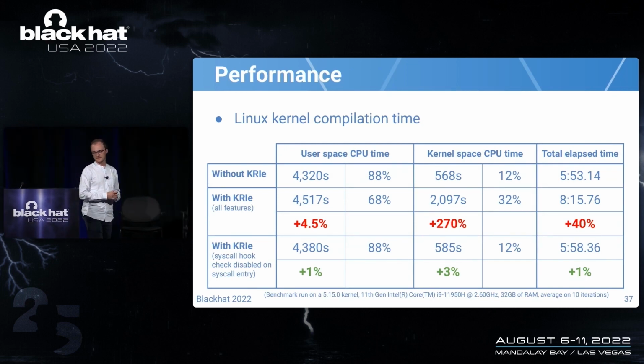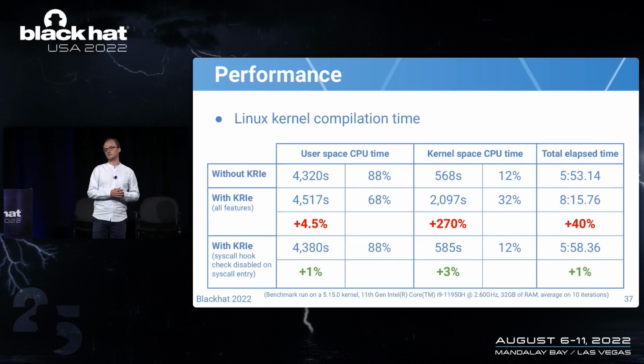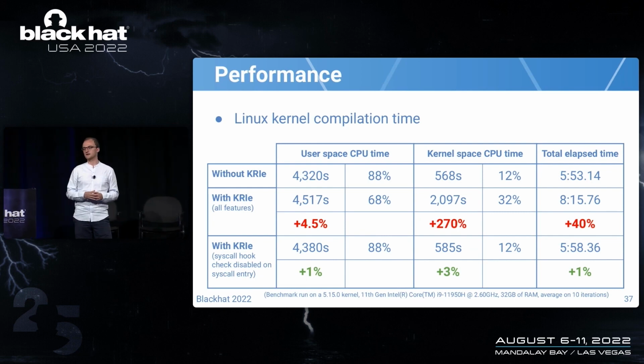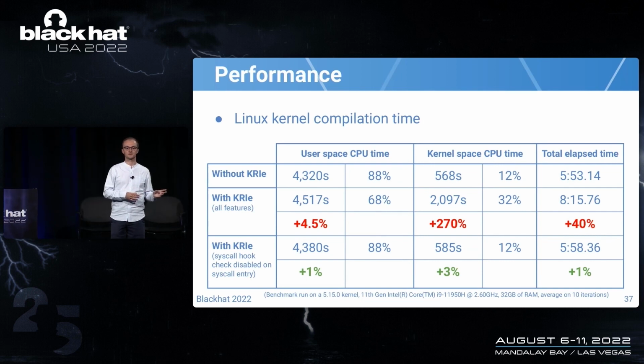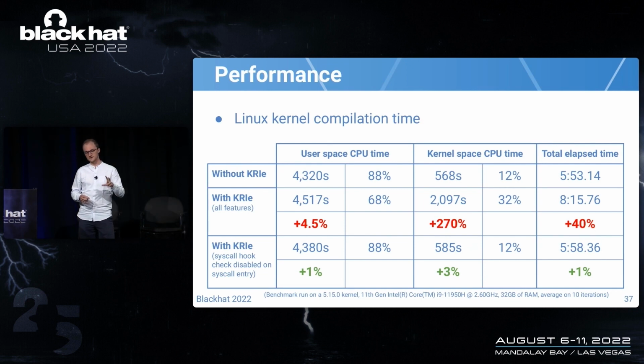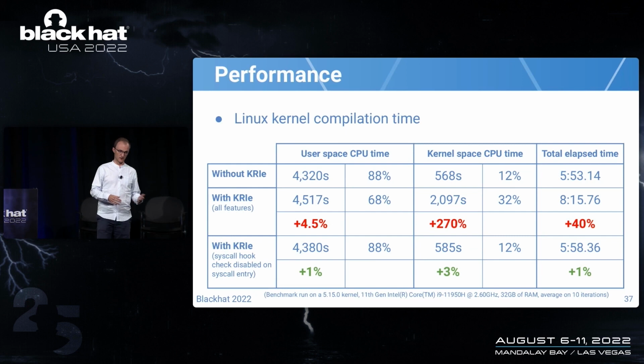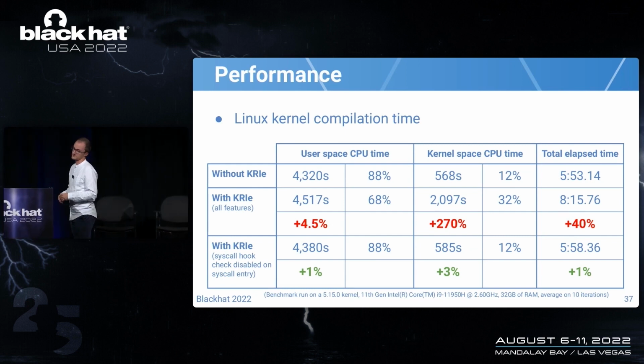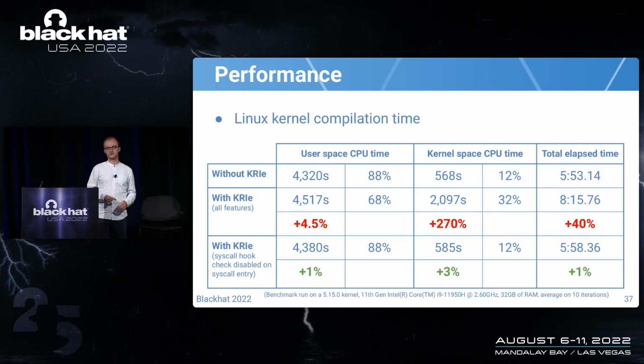All right, when it comes to performance, I used the Linux kernel compilation time to evaluate the performance of CRY. The reason is that it spawns a lot of processes, which makes it a very good stress test for CRY. As you can see, if you enable all the features of CRY, you can have a pretty significant overhead on the kernel, up to 40% in the total execution time. However, if you disable just one detection, the one that checks at runtime whether a syscall about to be executed has been hooked or not, you go back to less than 1% overhead, which is totally fine and actually in the same margins as other CFI tools out there.